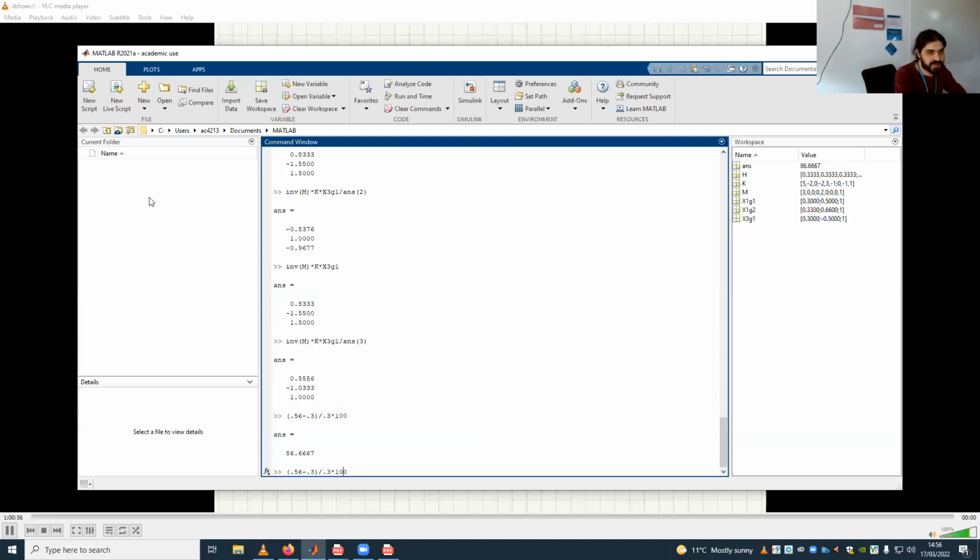This one is minus 1.03. Minus 1.03. Minus minus becomes plus 0.5 divided by minus 0.5. This is 106%. And the last one is 0. Okay, so this is definitely greater than 5%. So continue.